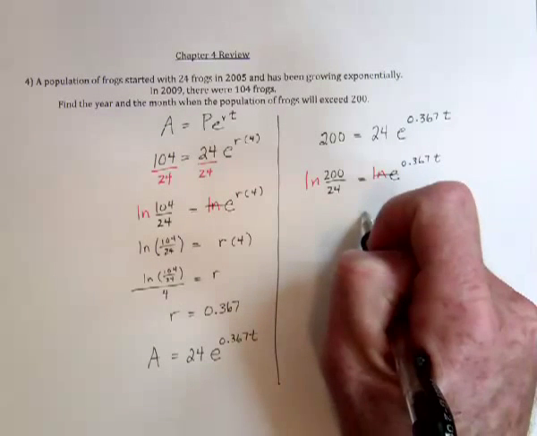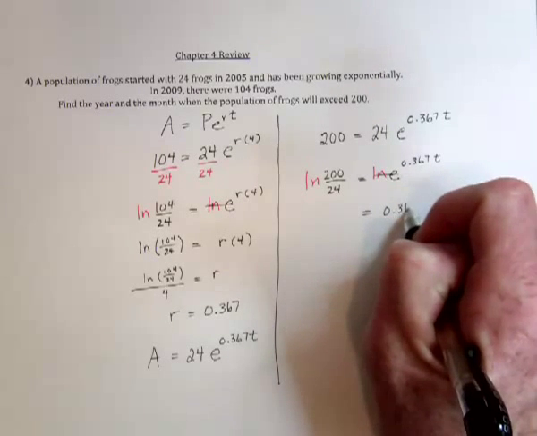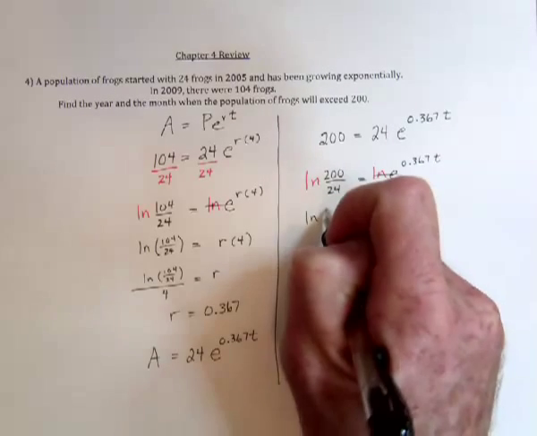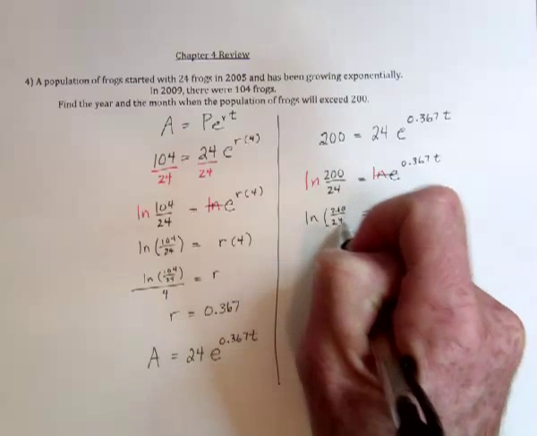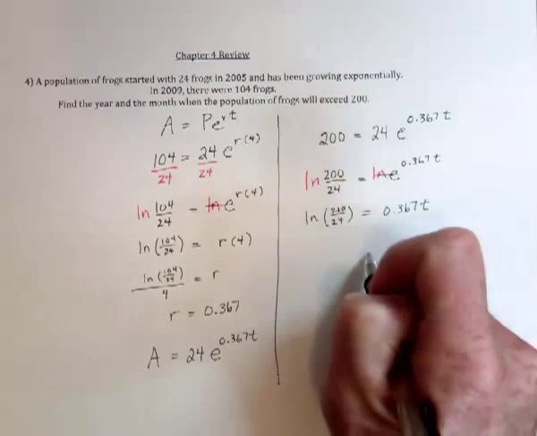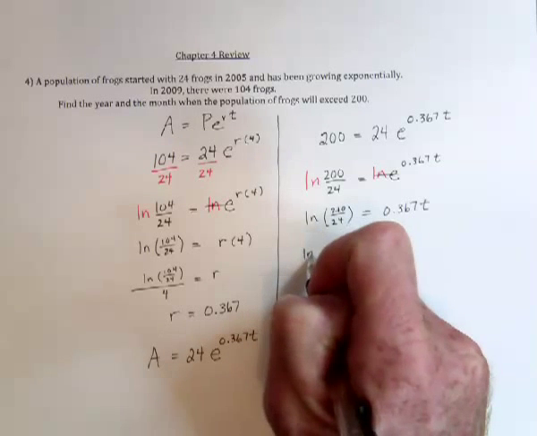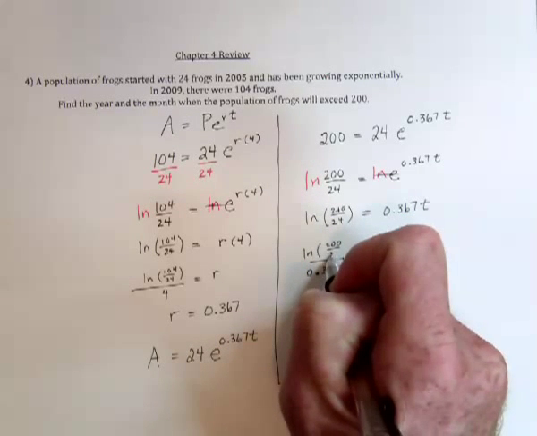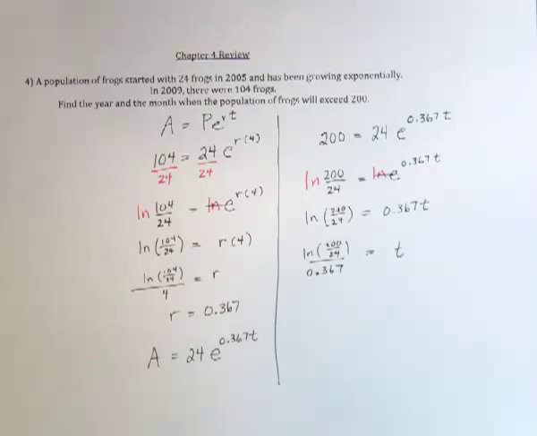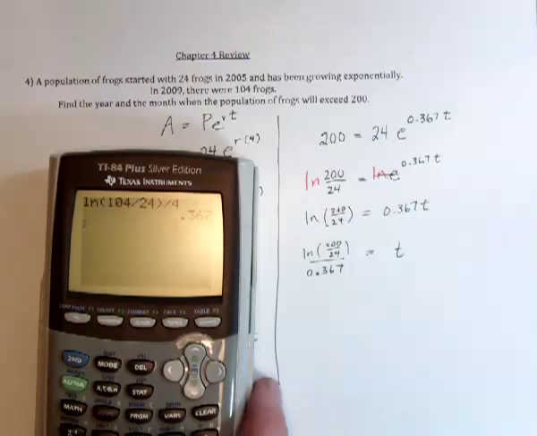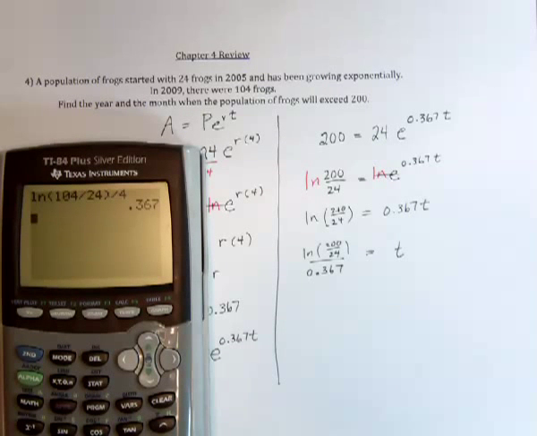Once these are gone, we would then have 0.367t, and on this side the natural log of the fraction 200 divided by 24. And now divide both sides by the 0.367. And then we'll have the time. So the natural log of 200 divided by 24, close the parentheses, and divide by 0.367.